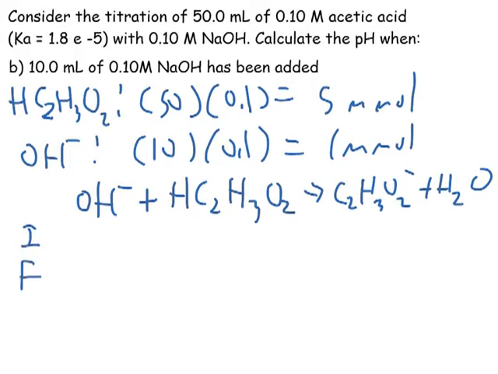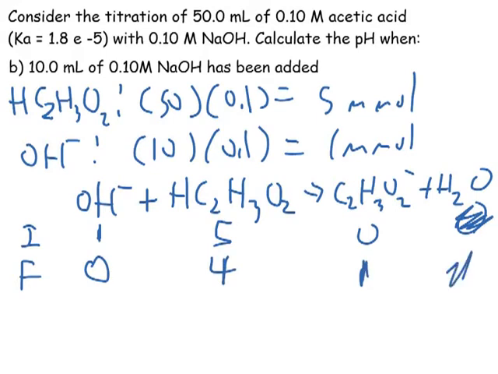So initially we start off with what? 5 millimoles of acetic acid. So I'll put 5 here, and we start with 1 millimole of hydroxide ions. And 0, 0. Okay, well that doesn't really matter. Okay, so now after the reaction, this is going to go down to 0, this is going to go to 4, and this is going to go to 1. And this doesn't matter. So now we know how many millimoles of acetic acid and acetate ion we have.